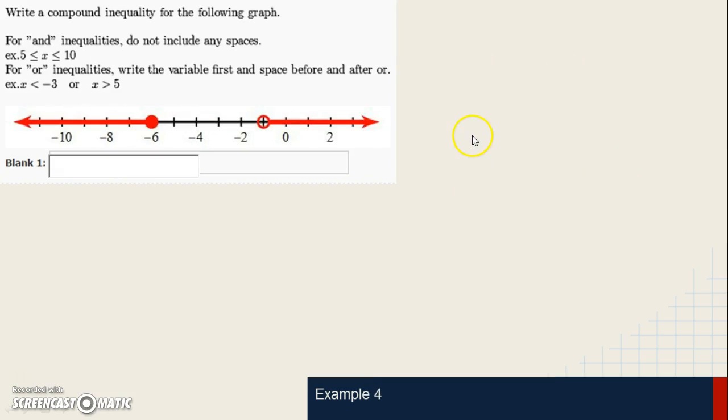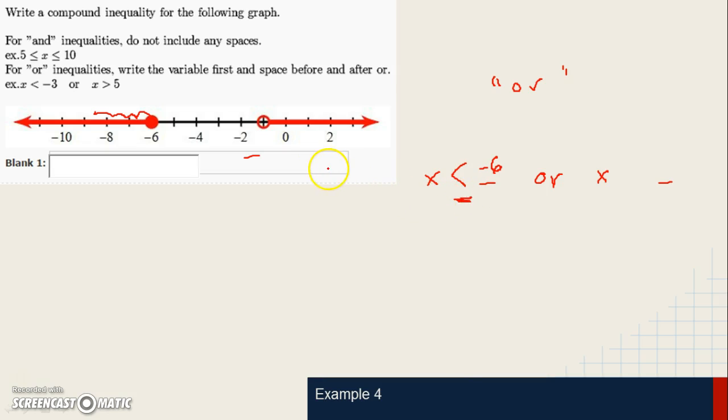Example number 4. Okay, right away you'll notice that this is a disconnected line, so we know this is an OR. So we know that we have one inequality connected by OR to our second inequality. The endpoint of our first inequality looks like it is negative 6, so I'm going to go ahead and write in negative 6 right here. And values that are less than negative 6 are part of this solution set, so x is less than negative 6. And is negative 6 included? We're going to look to see it's a closed circle, so it is included, so we're going to make this an equal to.